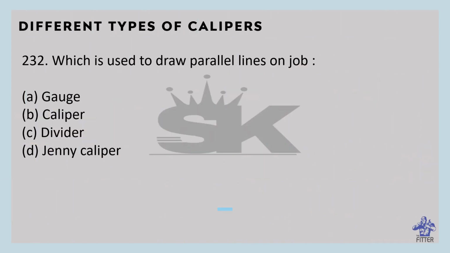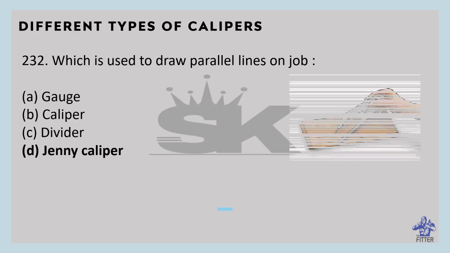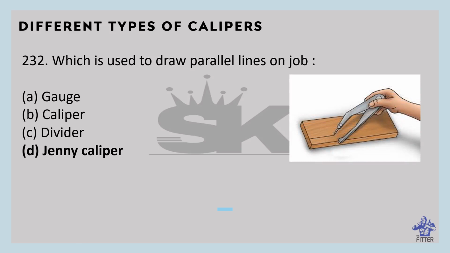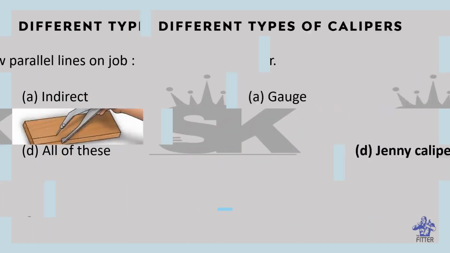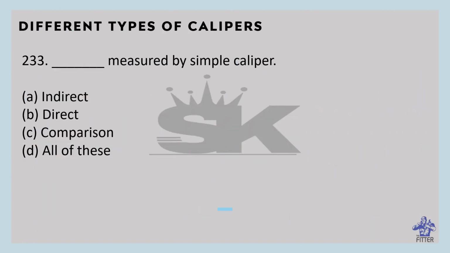Which is used to draw parallel lines on a job? That is Jenny caliper. You can see here in the image how we use the Jenny caliper to draw parallel lines on the job. Which is measured by a simple caliper? That is indirect measurements. The indirect measurements can be measured by simple calipers.